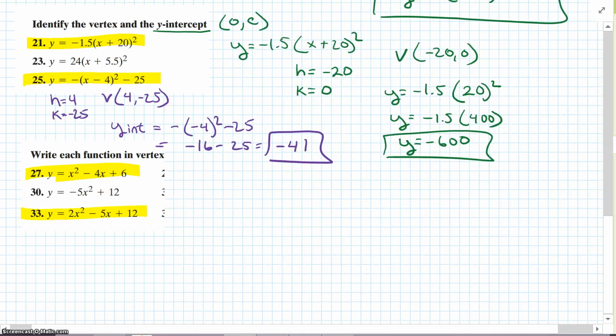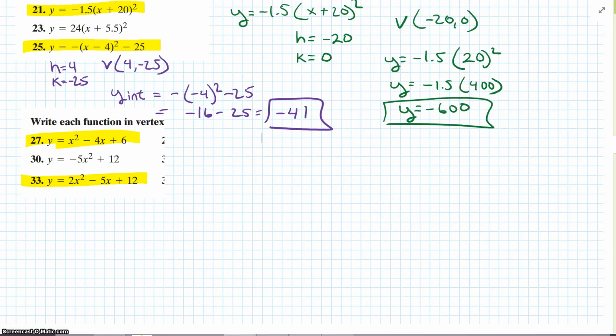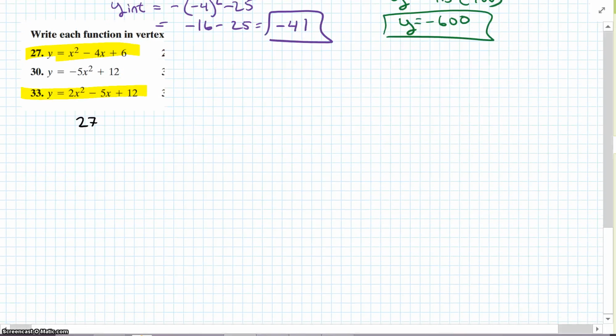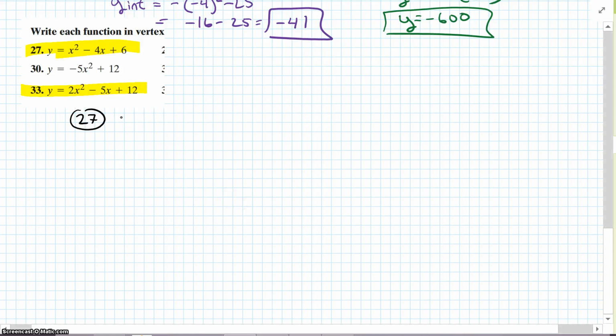Write each function in vertex form. Well, let's look at 27. Y equals x squared minus 4x plus 6. So that's in standard form. So my a value is 1. My b value is negative 4. My c value is 6.